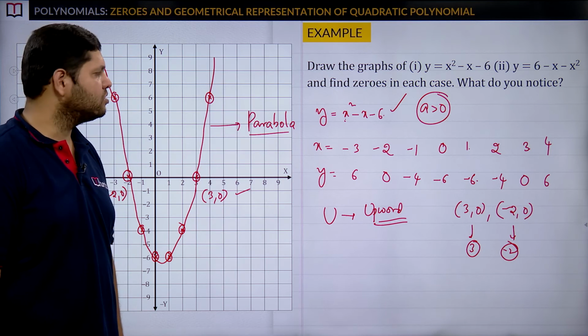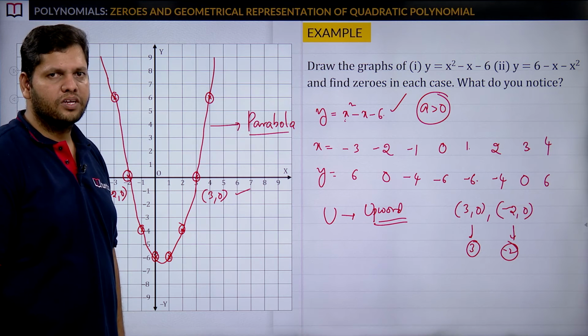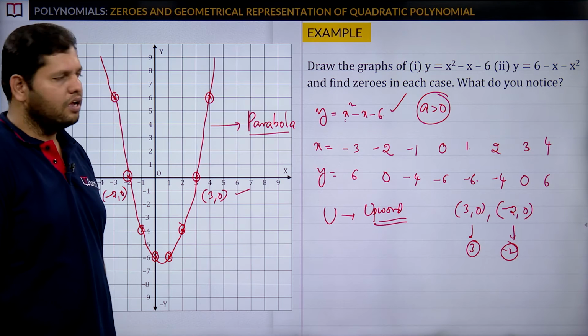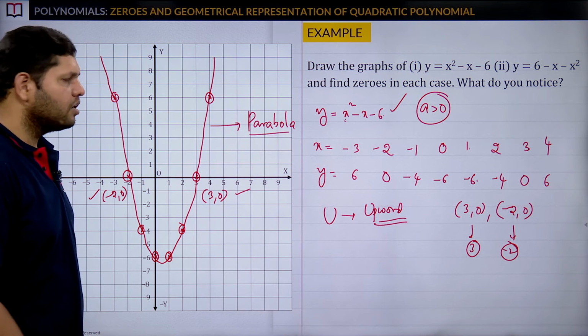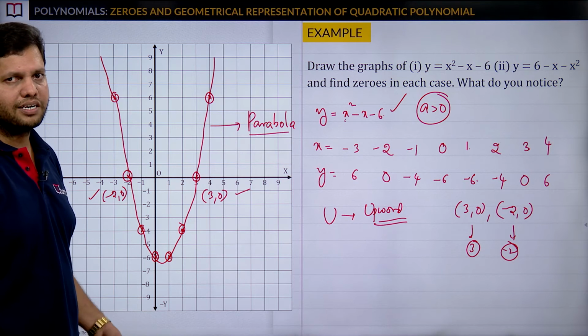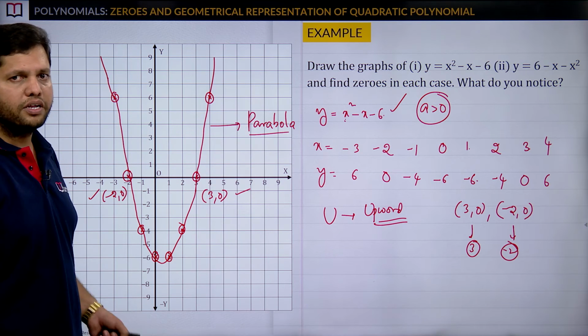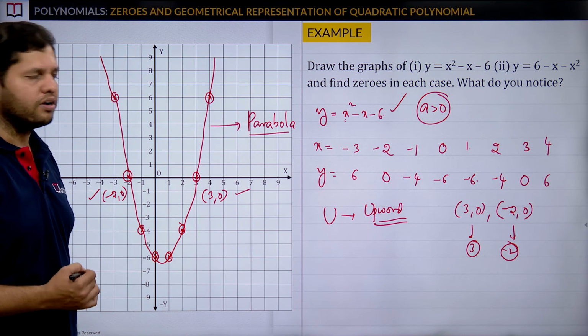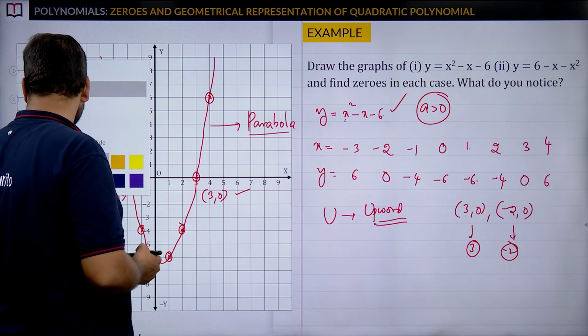Clear, children? Any doubts regarding this graph? Children, we have one more question also. We are going to solve that question also. Okay, children, look at the solution and look at the graph. Any doubts regarding this graph and the points, how we are selecting the points, how we are joining all the points and how we are selecting the zeros of the polynomial? Okay, fine. Now, children, I am taking the second example also.